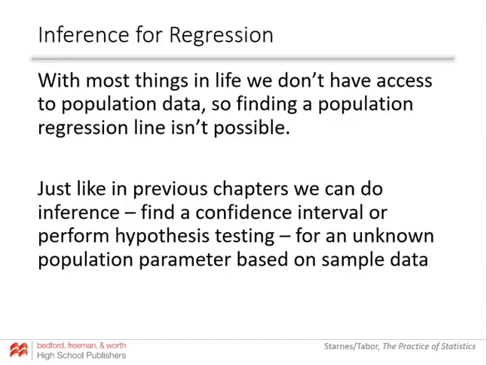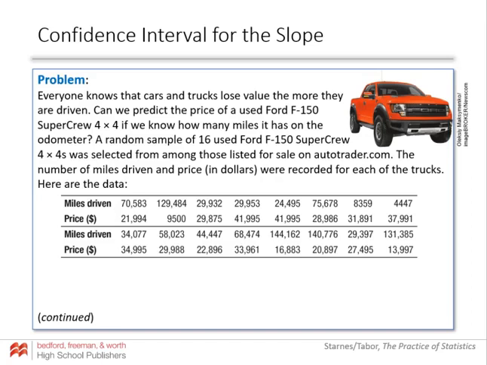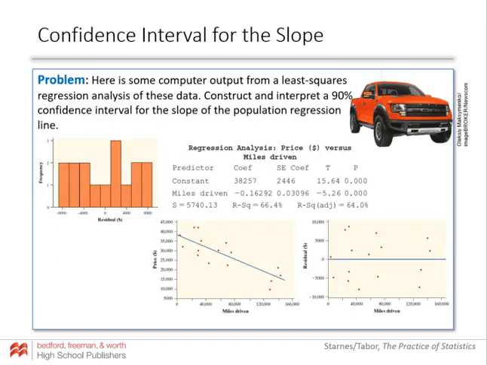Most of the time, as you've seen throughout this class, we do not have access to population data, so we can't find a population regression line, but what we can do is take some sample data and find a good estimate for our slope. So we can do a confidence interval for the slope of a regression line. Here we've got this truck data that we used as an example in chapter 3. We did some regression analysis. We've got a line of best fit for a least squares regression line, a residual plot, and then this is a histogram of the residuals. So we're looking at the relative size of the residuals.